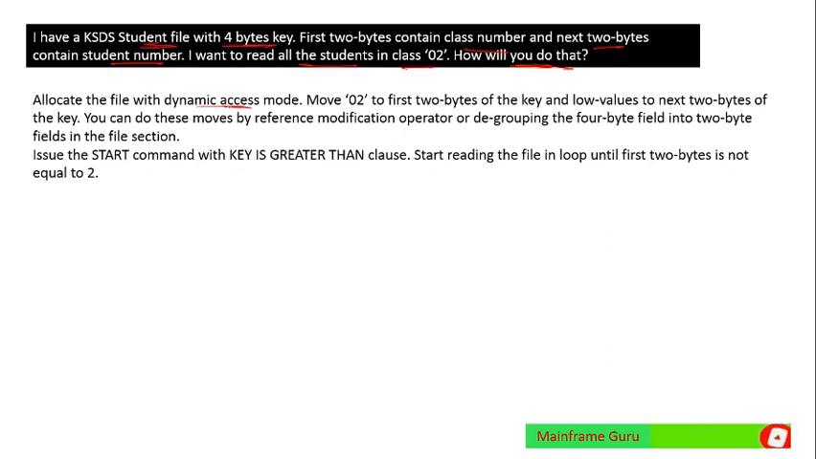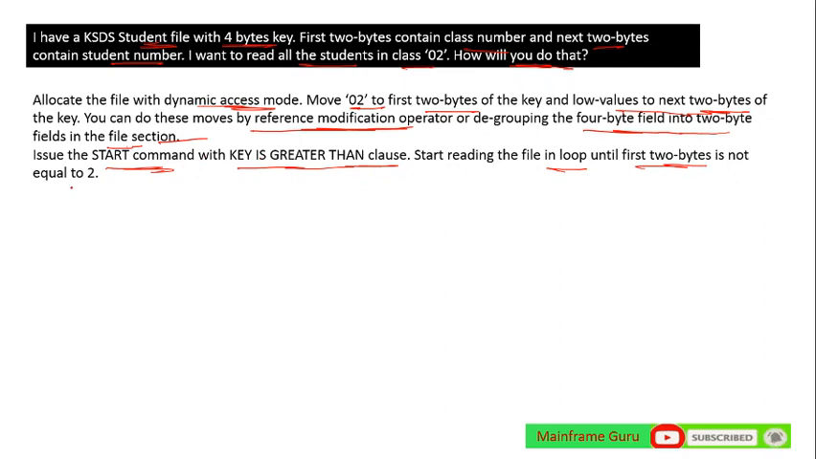Allocate the file with dynamic access mode. Okay, move 02 to the first 2 bytes of the key and LOW-VALUES to the next 2 bytes of the key. You can do these moves by reference modification operator or by degrouping the 4 byte field into 2 byte fields in the file section. Issue the START command with KEY IS GREATER THAN clause. Start reading the file in a loop until the first 2 bytes are not equal to 02, or until all the students in class 02 are read.